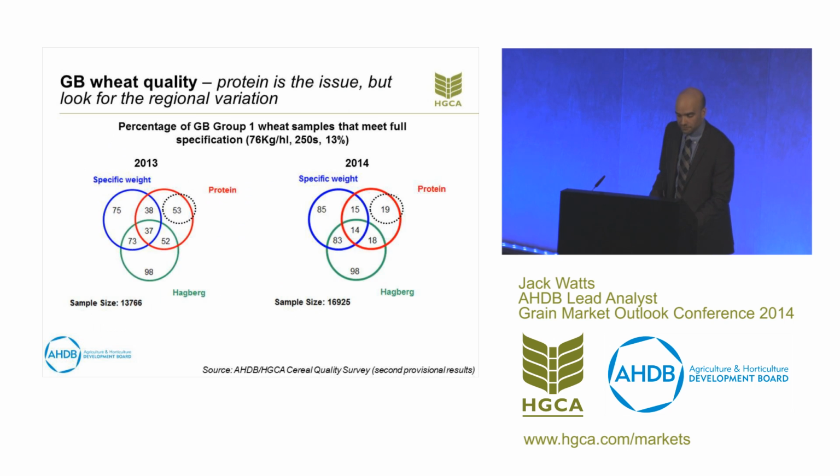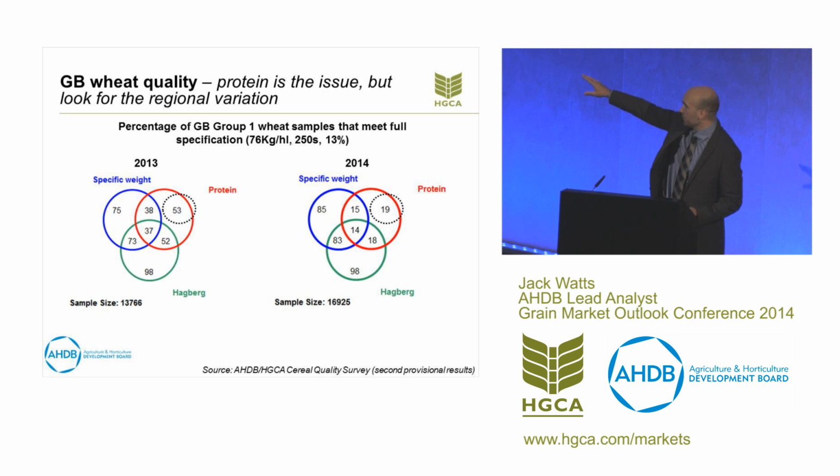We need to touch on domestic wheat quality, and it's very similar to situations we see elsewhere. And the data here is coming from our second release of the Cereal Quality Survey. There's a whole host of data on the website for you to interrogate if you so wish. And we're looking at the full spec bread wheat here, so the 13% protein, the 76 kilo weight, and the 250 Hagberg, and looking at what proportion of those samples at a GB level are meeting that specification.